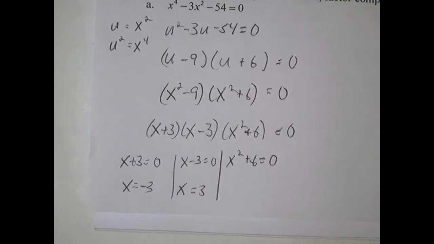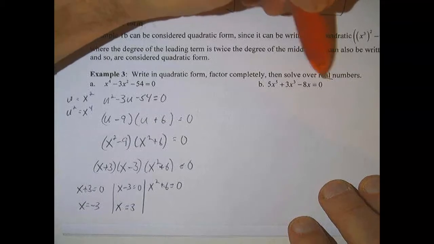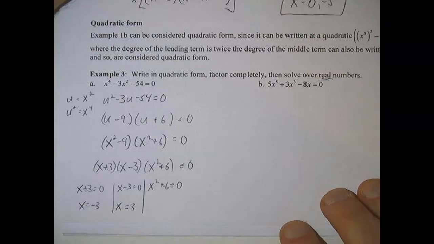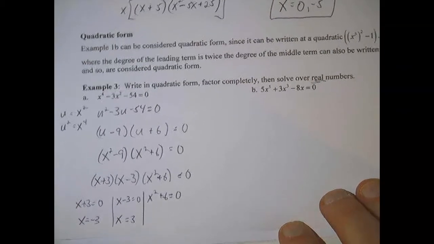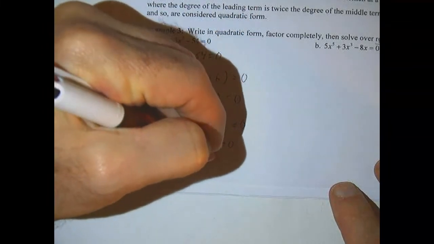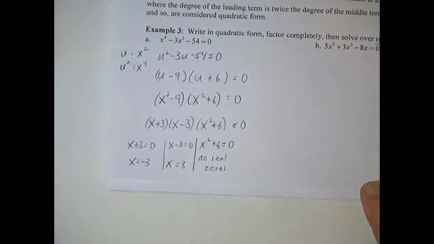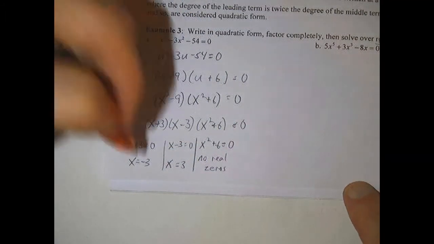And we look at the directions, because that will matter here. Since the directions ask us for the real zeros, not the complex, we're going to stop there. We don't need this because there are no real zeros coming from that factor. Okay, so our solution would be x equals plus or minus 3.